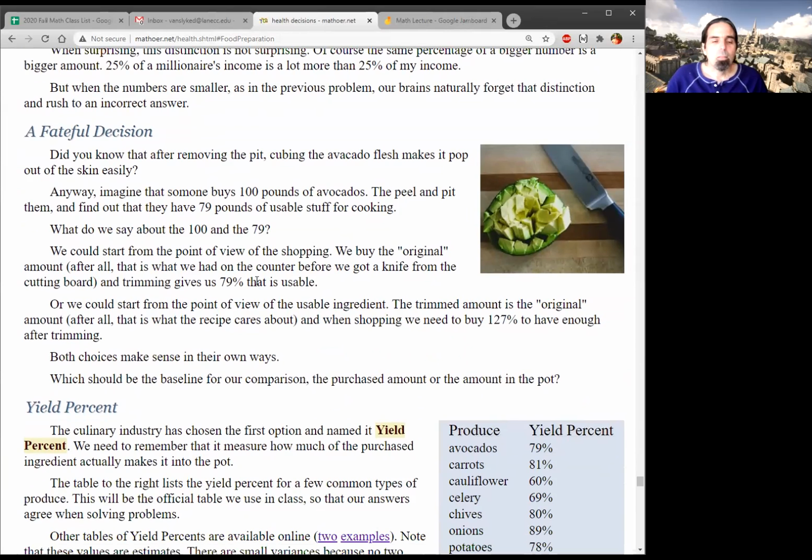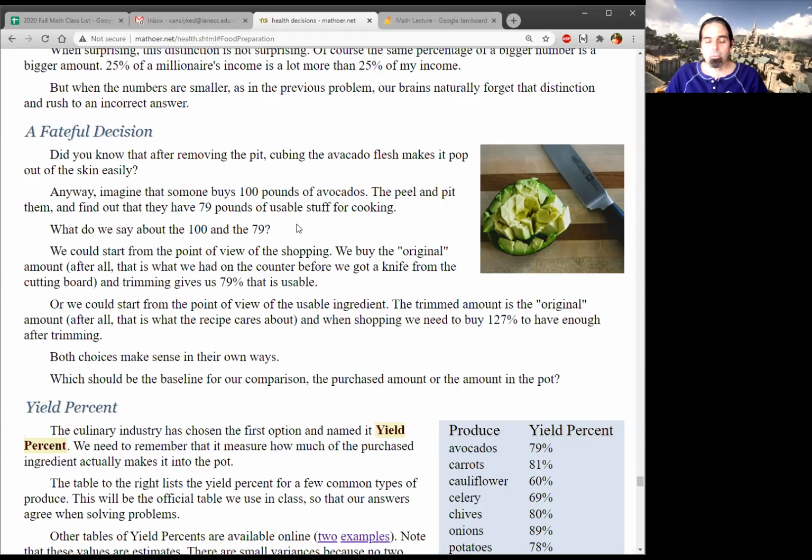So the last part of figuring out how much to shop for in a restaurant kitchen is called yield percent. And by the way, did you know after removing the pit, if you cube the avocado, it pops out of the skin easy? So imagine someone buys 100 pounds of avocados, they peel and pit them, and find out that they have 79 pounds of usable stuff for cooking.